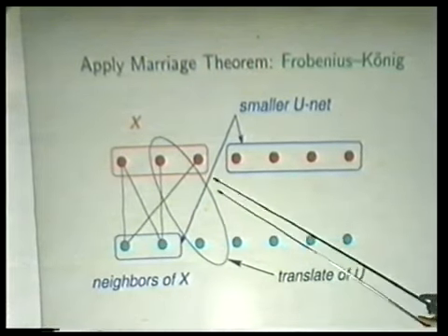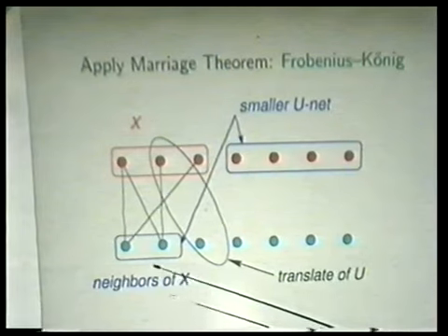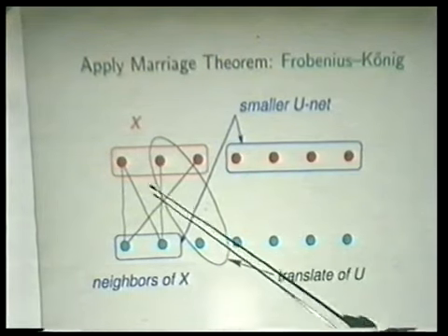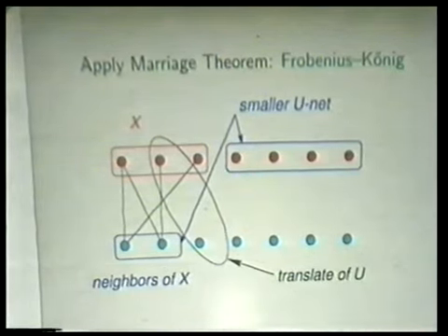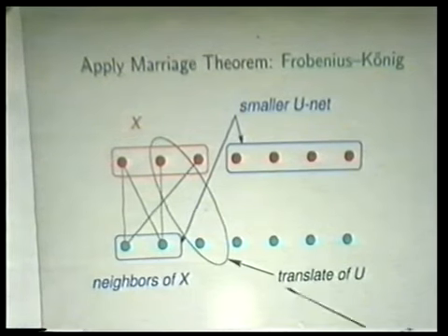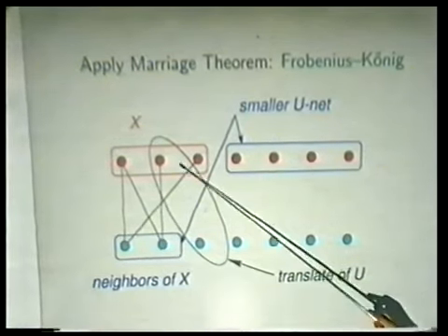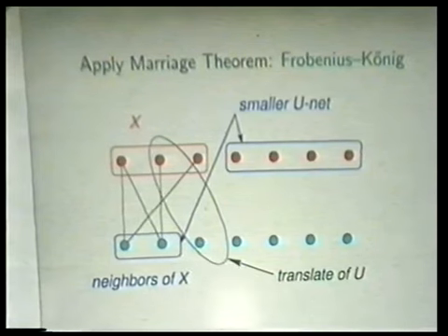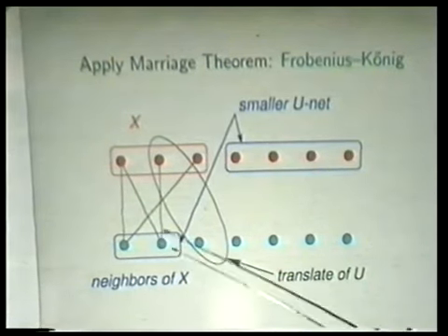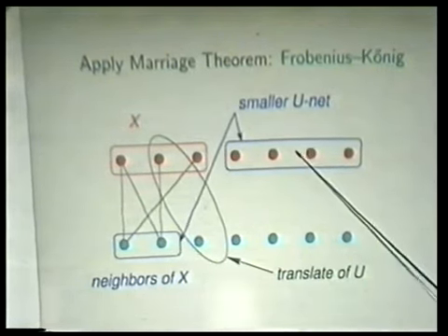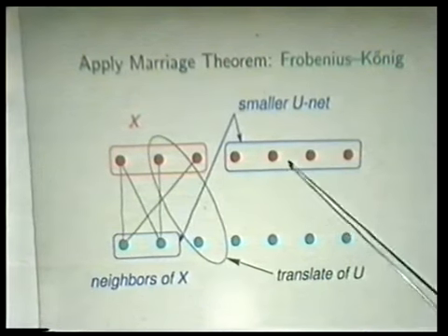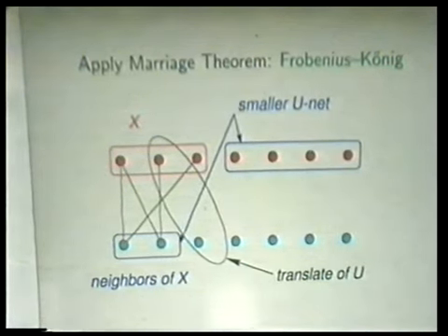So I would like to argue that this is the case. Let me look at any set X, and here are the neighbors of that set X. Suppose that the neighbor set is smaller, and then let me look at the neighbors together with the rest of the red points, and I claim that this is a unit. Why is it a unit?